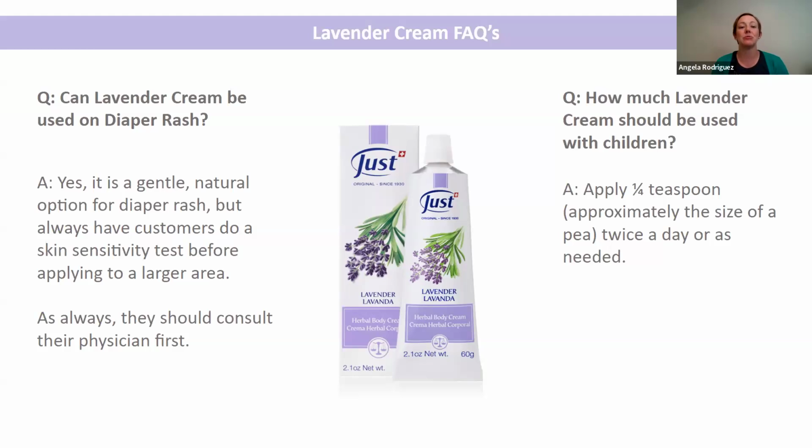And how much lavender cream should be used with children? So let's say you have children who are struggling to fall asleep at night. They're going to have a little bit of lavender put on the back of their neck, behind their ears, or on their temples, etc. An adult is always applying it, but it would be about a 1/4 teaspoon. That could be used twice a day or as needed. Same for on their skin, etc. We want to keep it in smaller amounts. Okay, so that would be half of the recommended amount for adults.